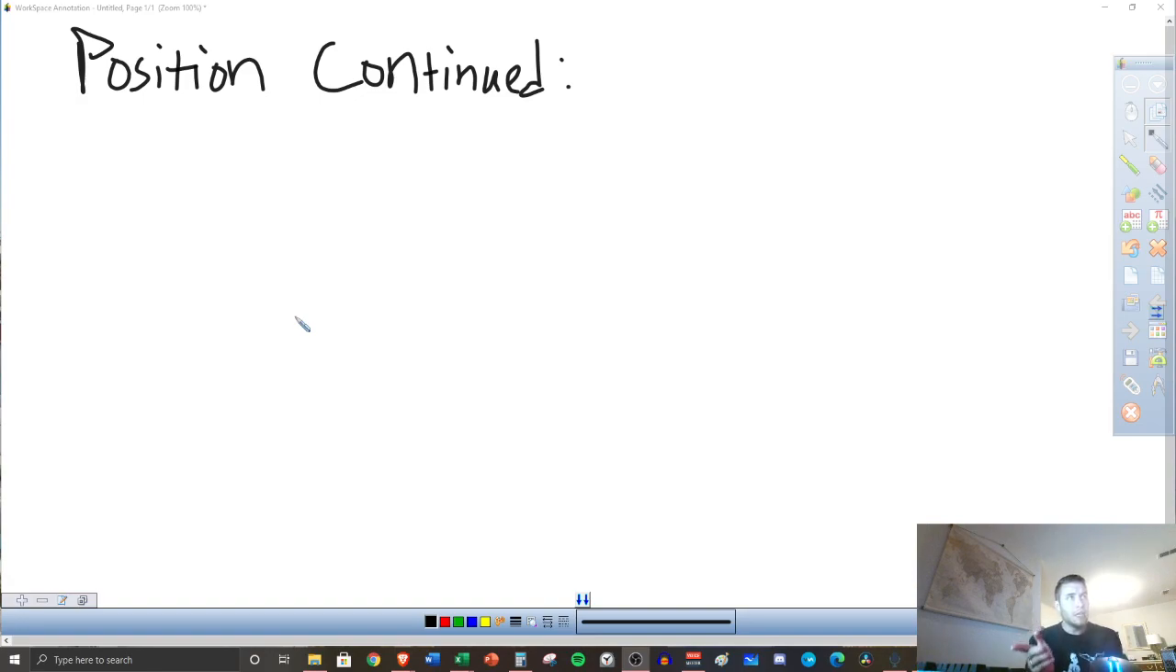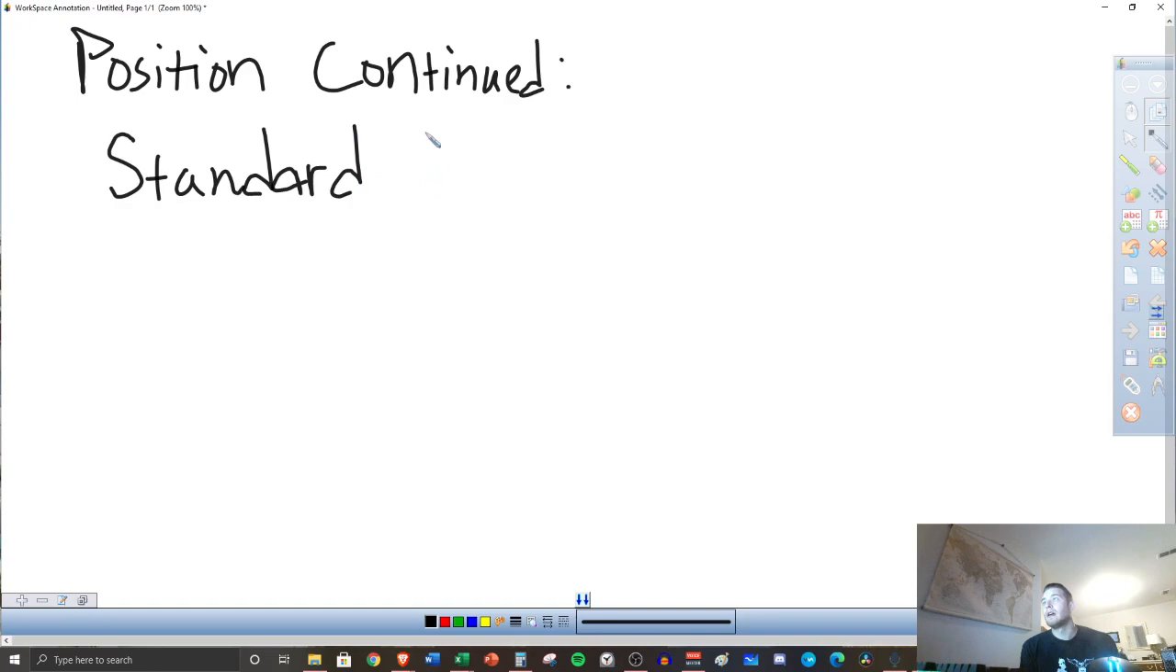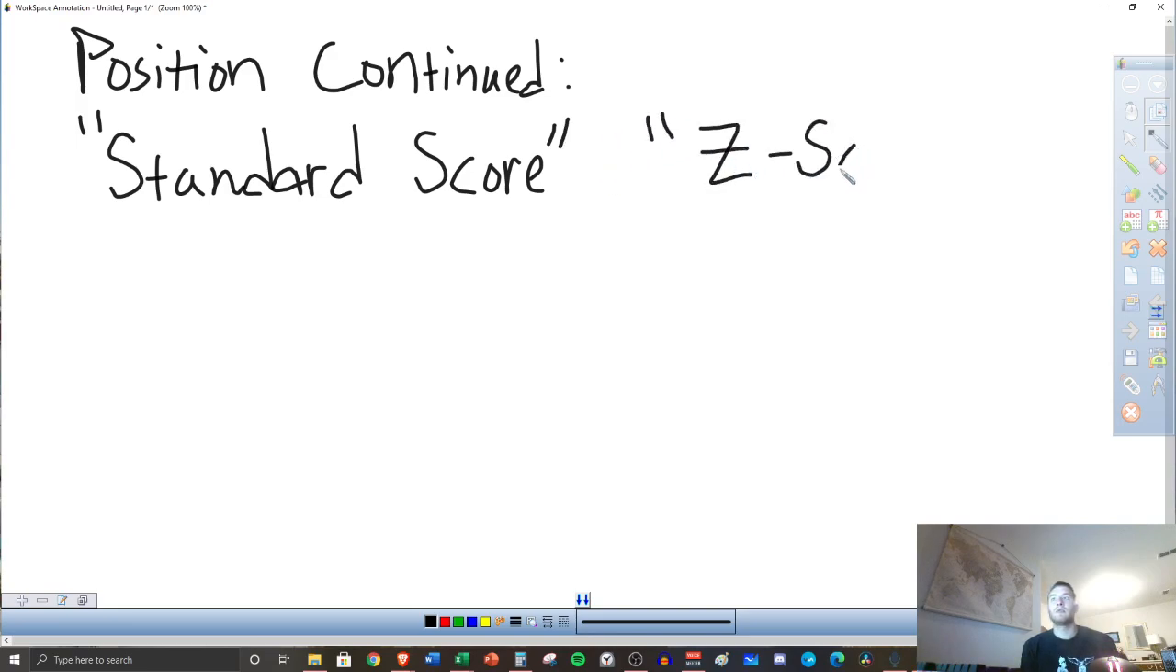So we're going to continue this idea with a very important topic, extremely important that you know about this way to describe position. Okay, so we're going to be talking about what's called a standard score, also known as, and what we're going to be calling them, Z-scores. So this is another way to describe where you are in a distribution.